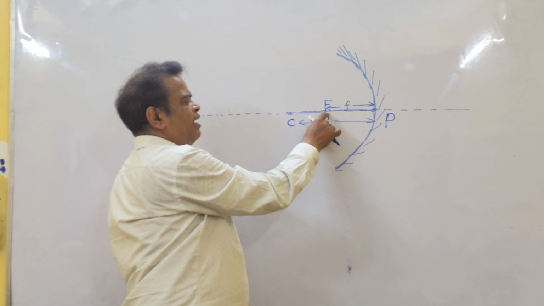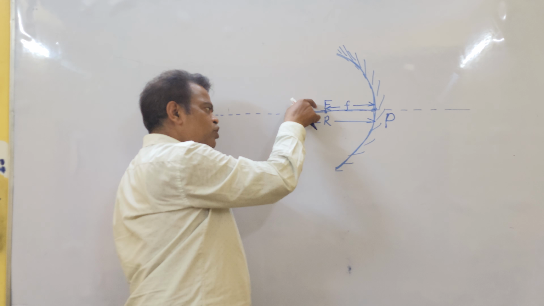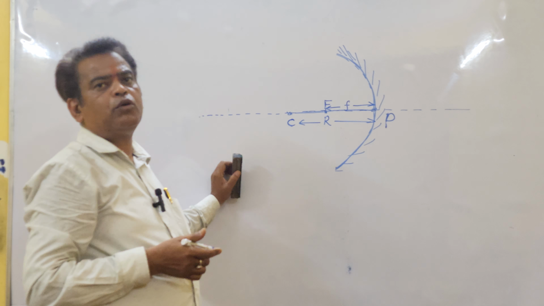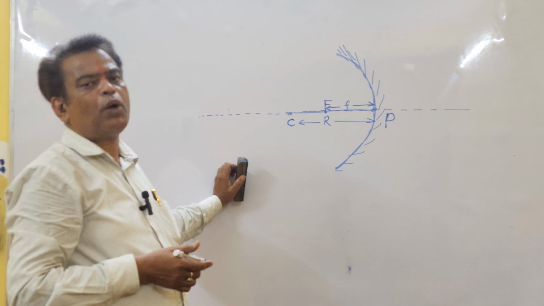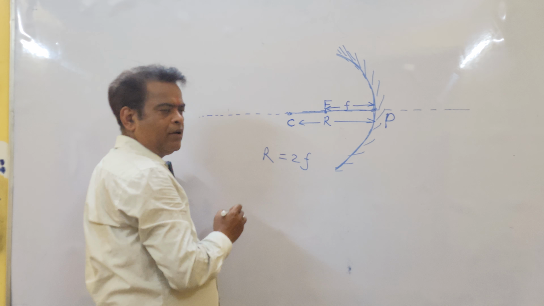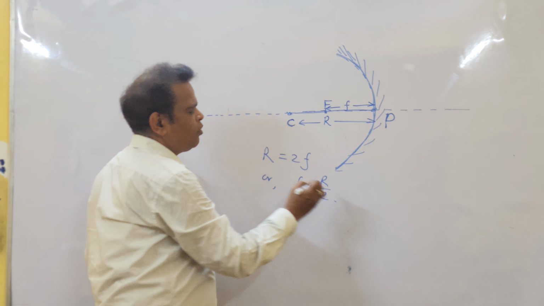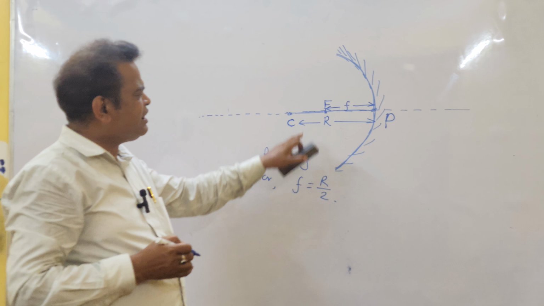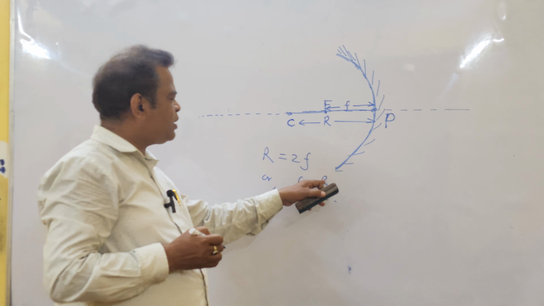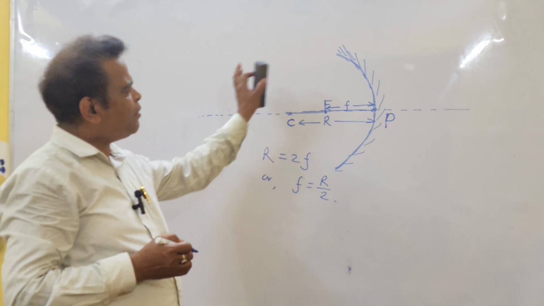It is the middle point. Capital F is the middle point. So if CF is small f, and FP is also small f, then the total distance from C to P is equal to 2f, or twice f. It means that R is equal to 2f, or we can say f equals R by 2. Or the focal length is equal to half of the radius of curvature, or the radius of curvature is twice its focal length. So this is about your concave mirror.